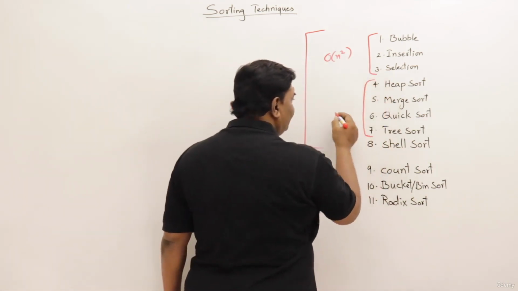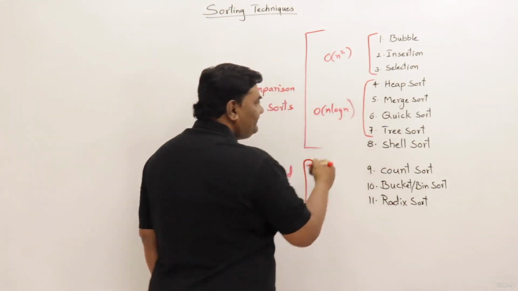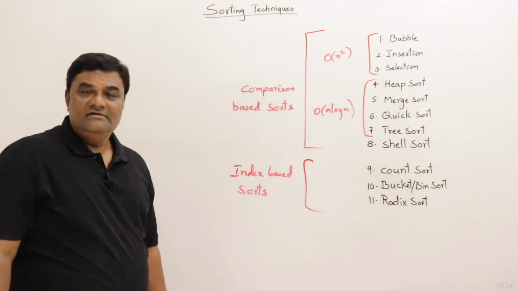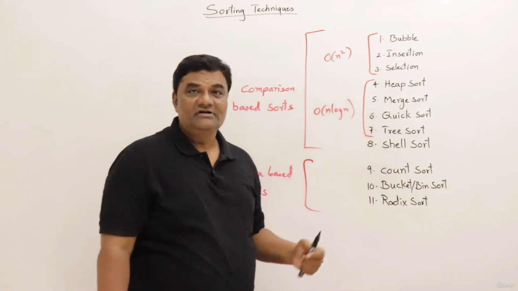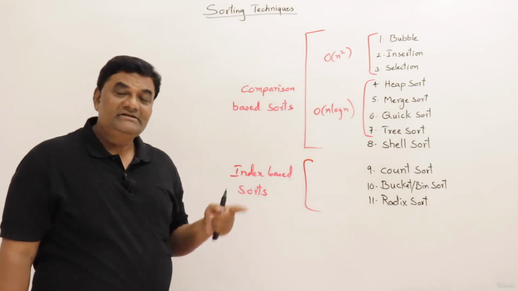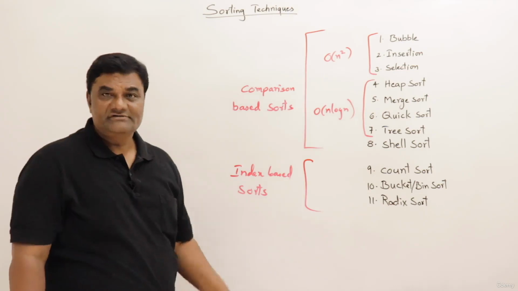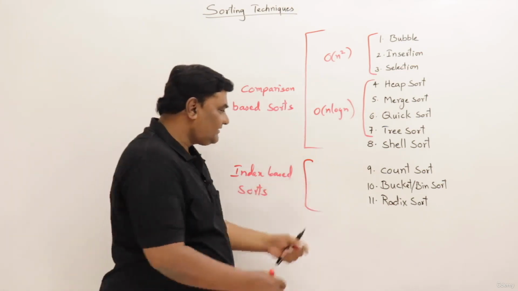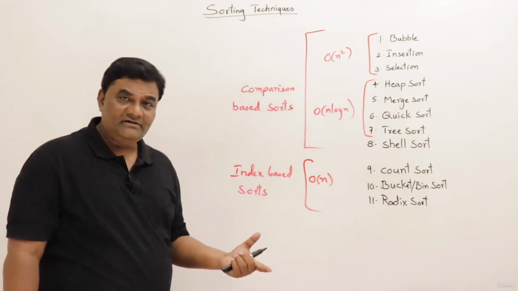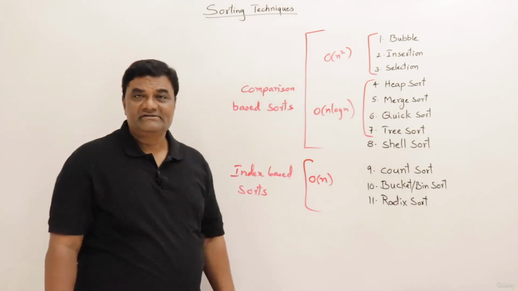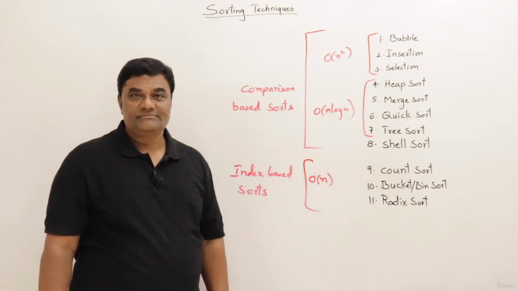Then these algorithms take n log n time. N log n sorting means any of these: heap sort, merge sort, quick sort, tree sort. N square sorting means any one of those. Now these sortings are order of n or a multiple of n, but they consume a lot of space. So they are faster, but space consumption is more.